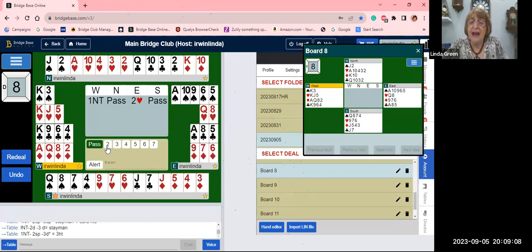There's no need to go jumping around. If you've got a weak hand, you could just transfer and pass. That's what's so good about transfers.